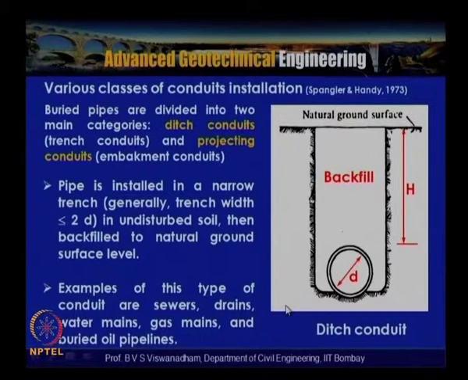The pipe is installed in a narrow trench. Generally the trench width will be less than or equal to 2 times the diameter, in undisturbed soil, then backfilled to the natural ground surface. The width of this trench, which is B_d or B, is nominally less than or equal to 2 times the diameter of the pipe, then backfilled to the natural ground surface. Examples of this type of conduit are sewers, drains, water mains, gas mains, and buried oil pipelines.